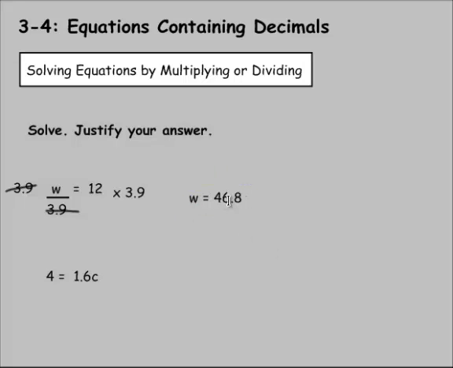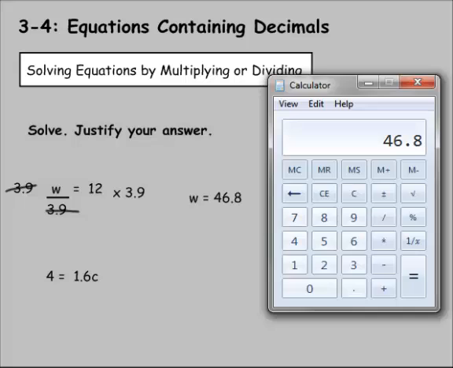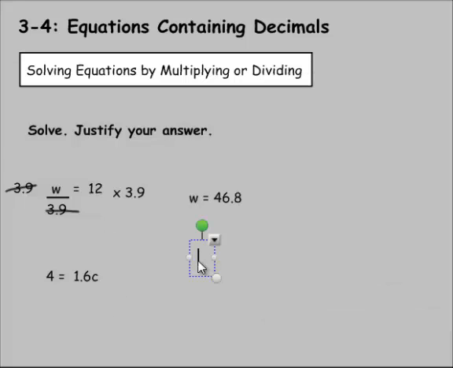Now let's prove it true. Does 46.8 for w divided by 3.9 give you 12? 46.8 divided by 3.9, it does equal 12, so this is a true statement. Let's look at this then. 4 equals 1.6 times c. So the opposite of multiplying would be dividing. So we divide by 1.6. Do that to both sides.